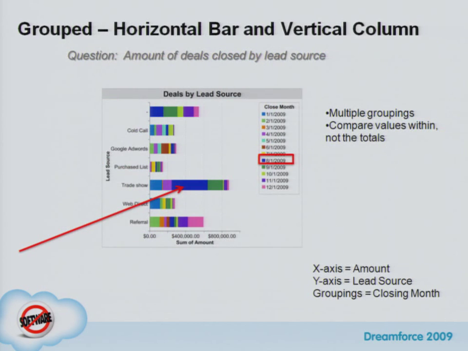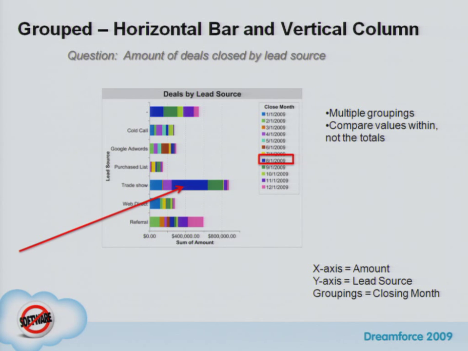So first, let's talk about grouped, the horizontal bar and vertical column. So if we go to kind of talking about what Maria talked about in Amy's scenario, you have somebody who comes up to you and the question is, can you tell me the amount of deals closed by lead source? So here, a group chart is good for multiple groupings where you want to compare the values within, not the totals. So that's the key. You're looking at the value within, not the total.